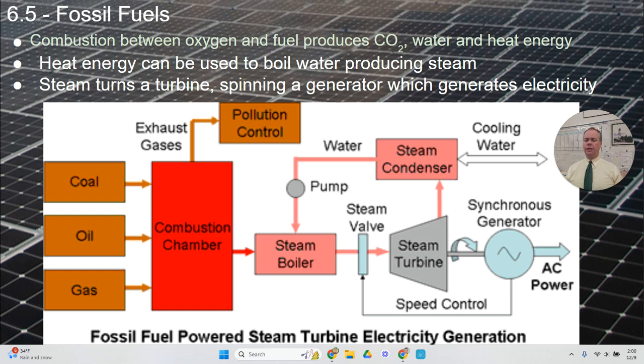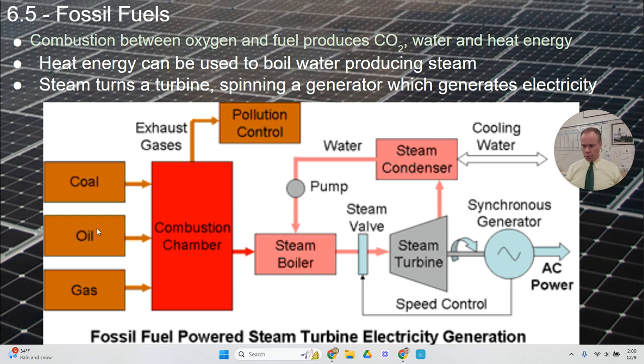And that heat energy that is released from the combustion of these fossil fuels can be used to produce steam. And that steam, as it rises, turns a turbine, which is connected to a generator, which generates electricity. And that's the pattern that all of these fossil fuels, coal, oil, and natural gas, are used to produce electricity. We can see that in the model here.